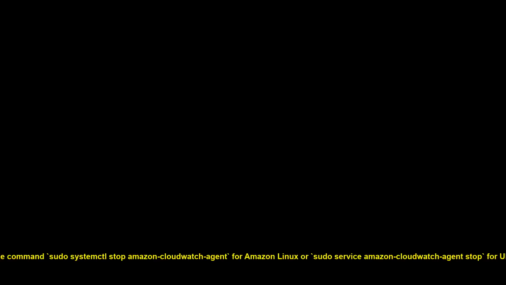Use the command sudo systemctl stop amazon-cloudwatch-agent for Amazon Linux or sudo service amazon-cloudwatch-agent stop for Ubuntu. Now, you can proceed to uninstall the agent. For Amazon Linux, run sudo yum remove amazon-cloudwatch-agent. For Ubuntu, the command will be sudo apt-get remove amazon-cloudwatch-agent.